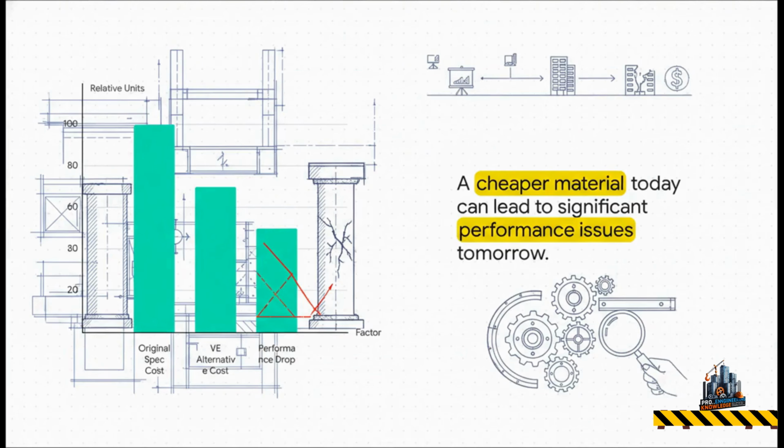This chart just perfectly illustrates the danger. You see the original spec cost up there, it's high. The value engineered alternative, hey, it brings the cost down, which looks great. But then you look at that third bar, the long-term performance impact. That cheaper material might save you money today, but if it fails 5 years down the road, those savings are completely gone, eaten up by repairs and replacements. It all comes down to choosing optimization over compromise, every single time.